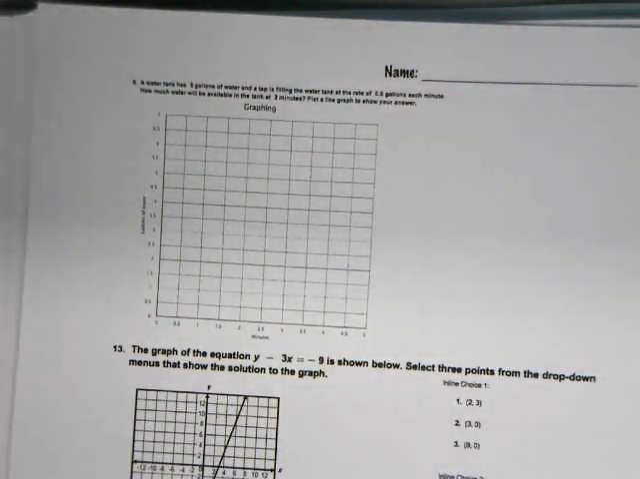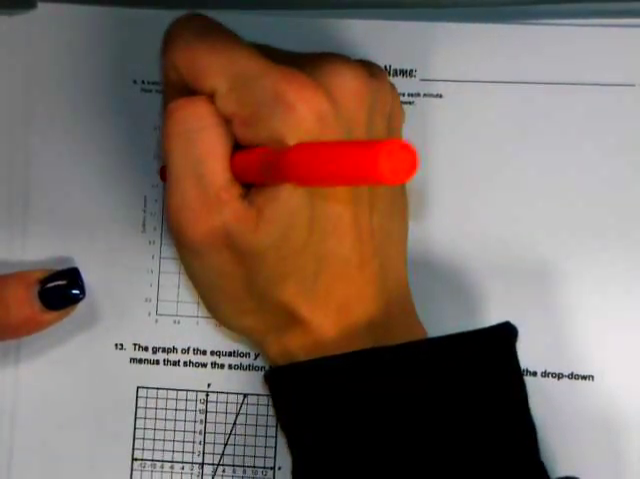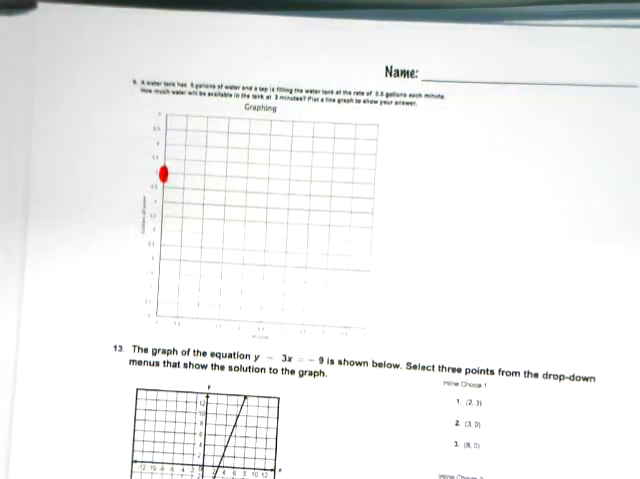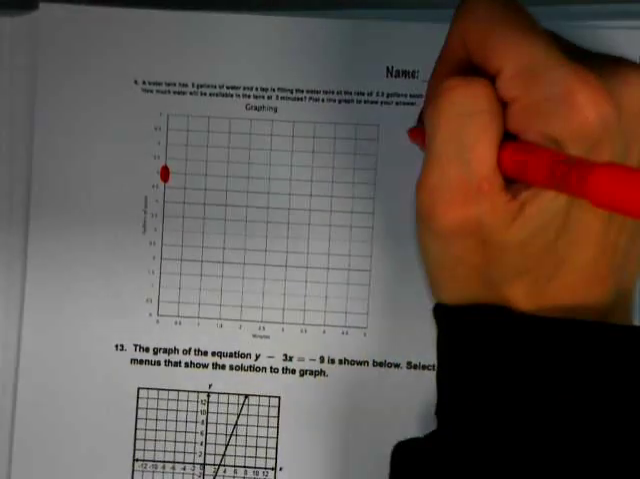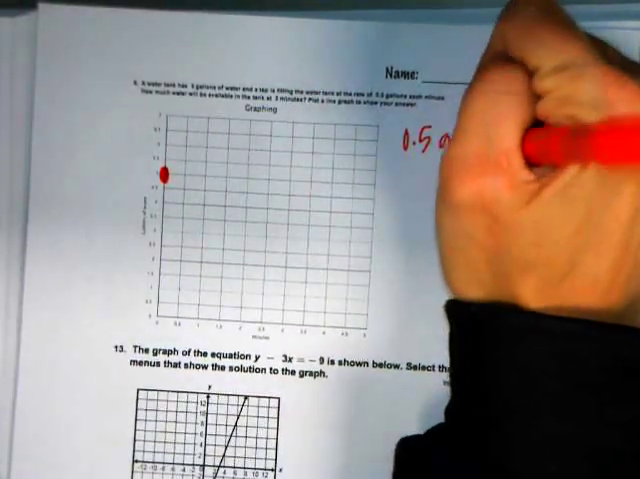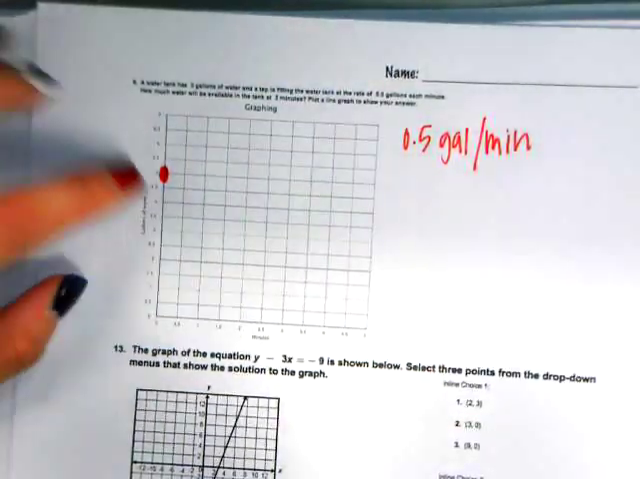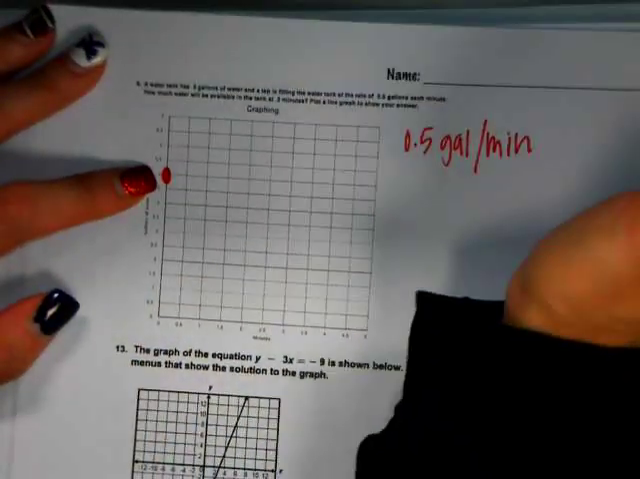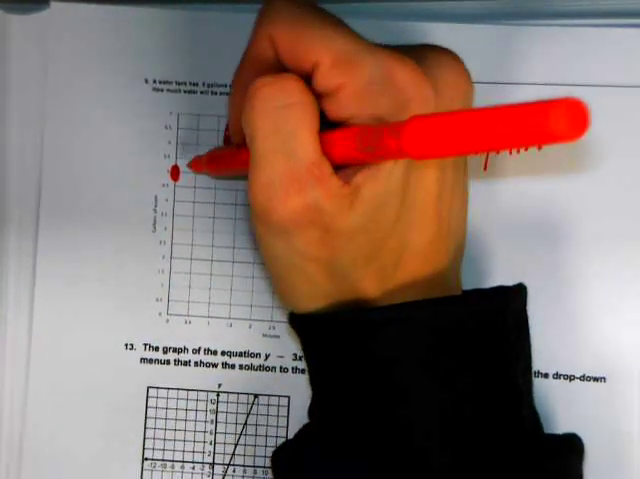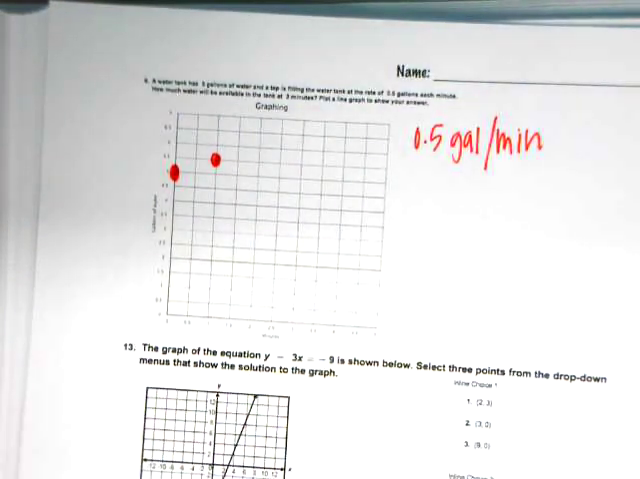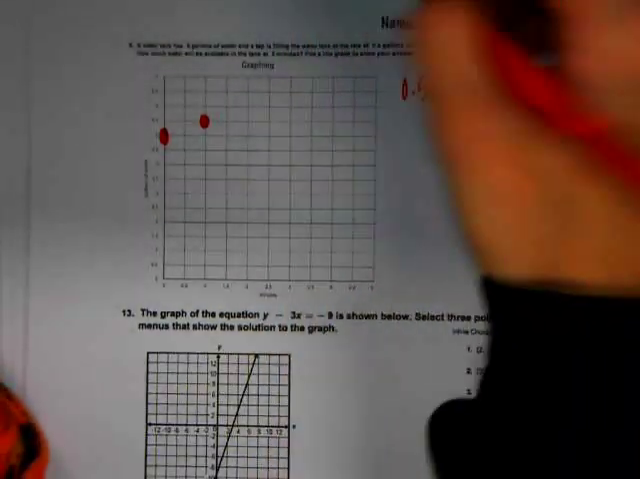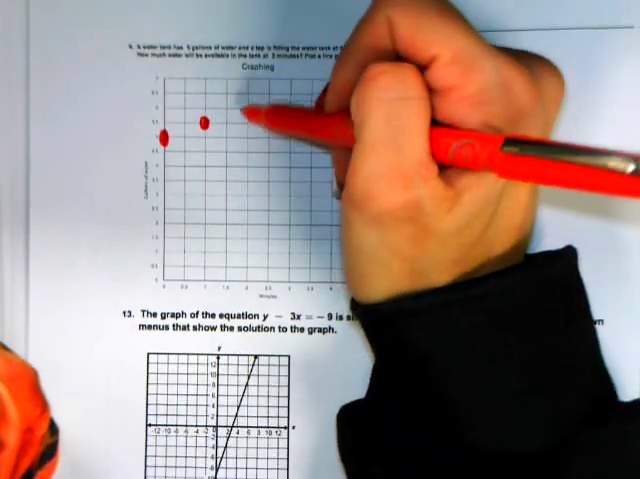So how many gallons am I starting with? 5. Yep, so at 0, you're already starting with 5. And then it says 0.5 gallons each minute. All right, so if I go over to 1 minute, then I should have gone up half a gallon. So where would I be? Yeah, 5.5. And then what? Yeah, then I'd be up 6.